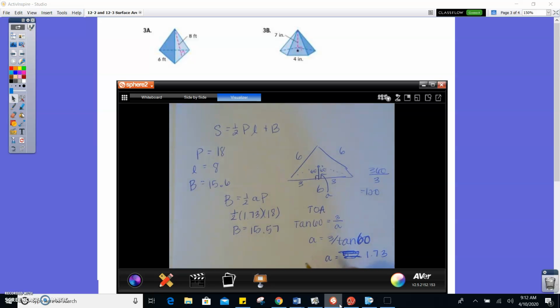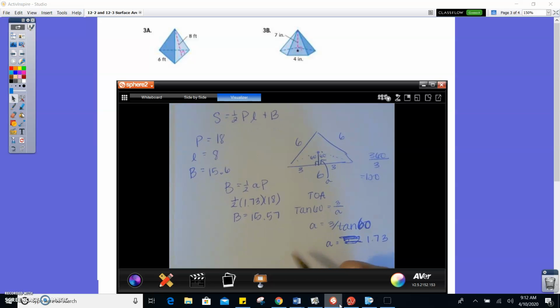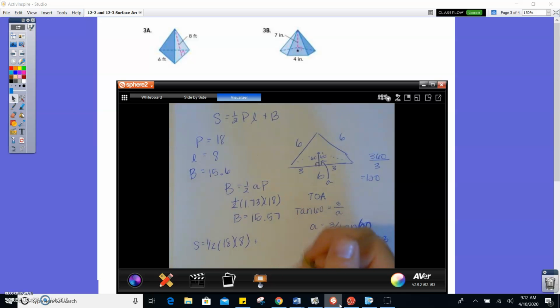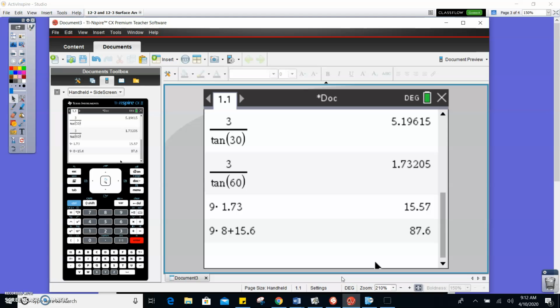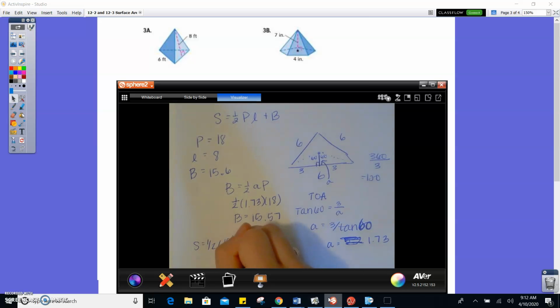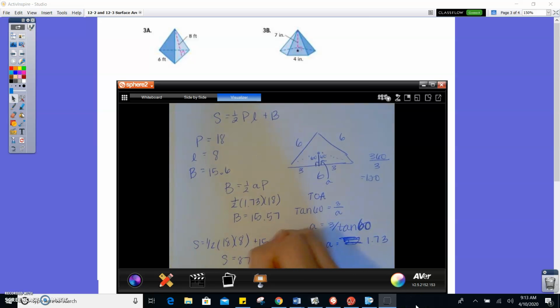So now that I have all the variables that I need to solve for the total surface area of this prism, I will say surface area is equal to 1/2 of 18 multiplied by 8 plus our area of the base, which is that 15.6. So I can take all these values into my calculator. Half of 18 I know is 9. 9 times 8 gives us 72. So then plus that 15.6, we get a total surface area of 87.6 feet squared.